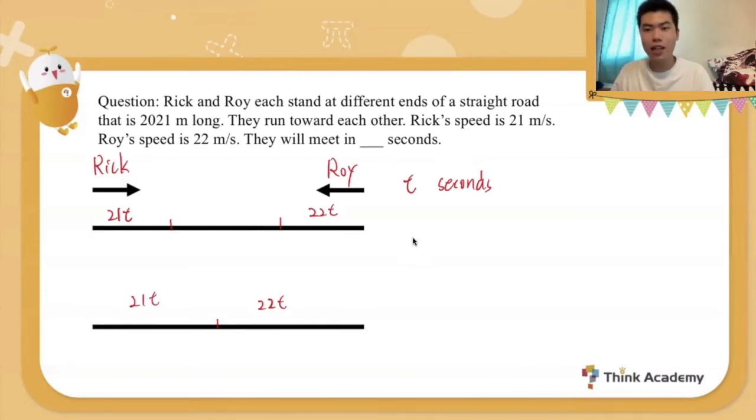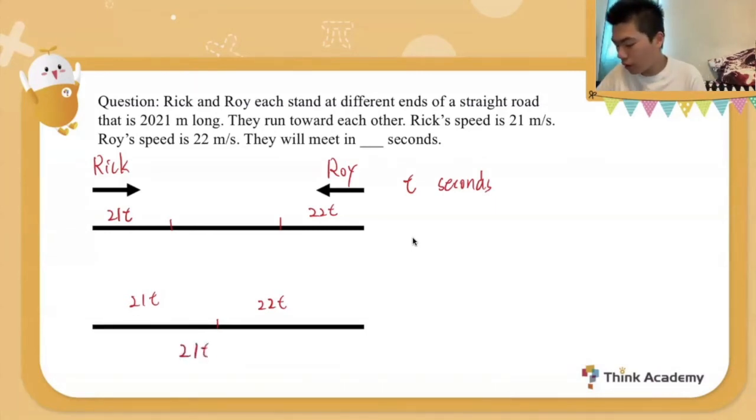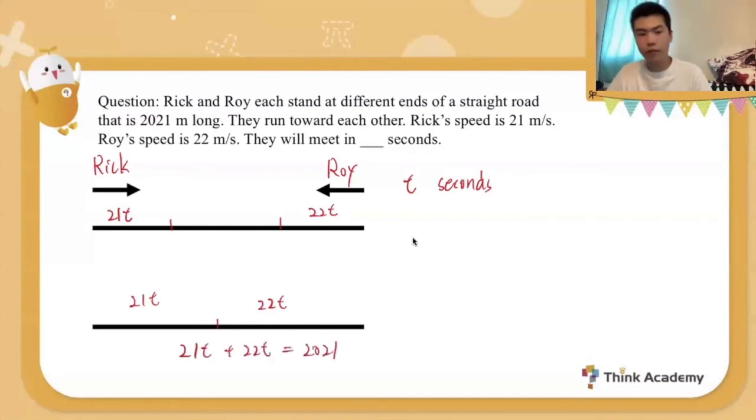And what is the total length of the road? It's 21 meters. So we have our equation, 21t plus 22t equals 21. So we break down the question into a simple expression, and all we can do is to solve for t. Let's simplify the equation.